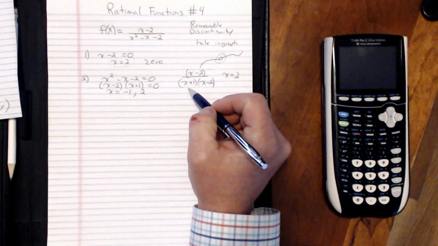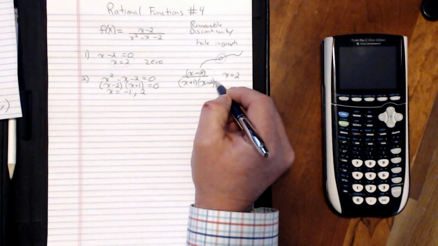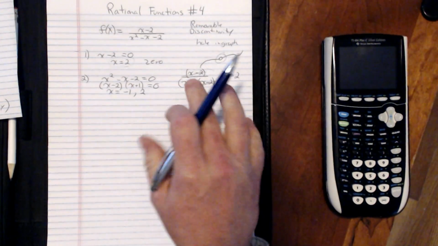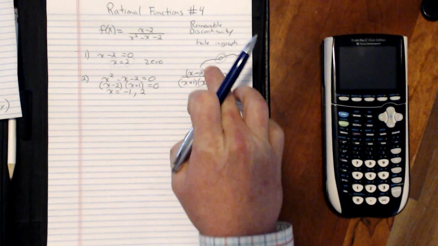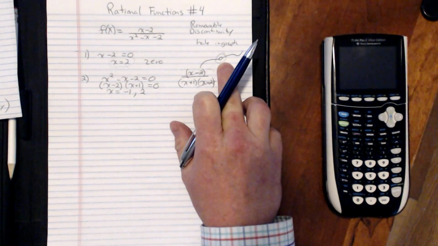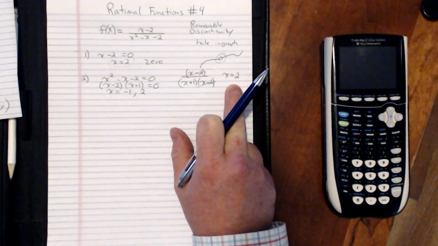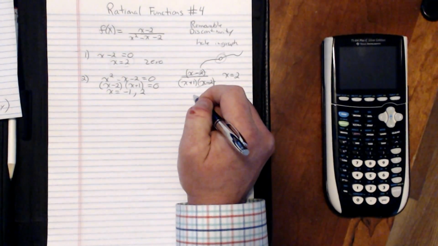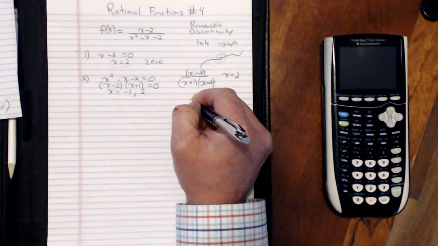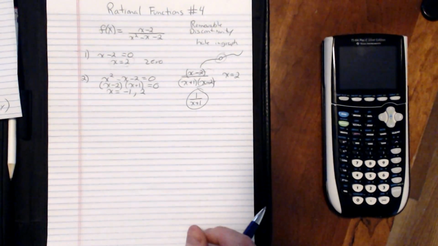So for all intents and purposes, what we need to do at this point is cross these off and then work with the function just as it is without these two factors. And then just remember at the end, when we're graphing it, we're going to put a hole where x is equal to 2. So going forward, we're only going to think about what happens if we have 1 over x plus 1, and that's how we're going to graph and analyze our function.